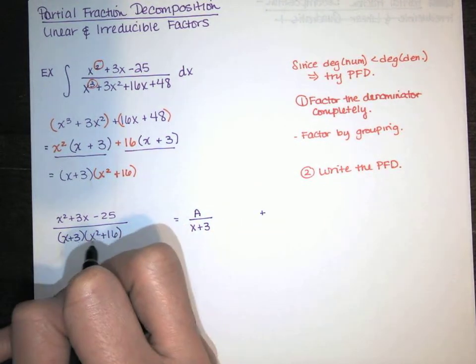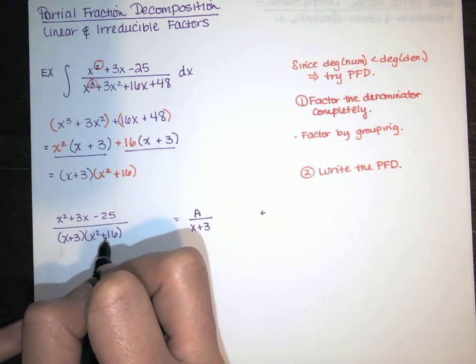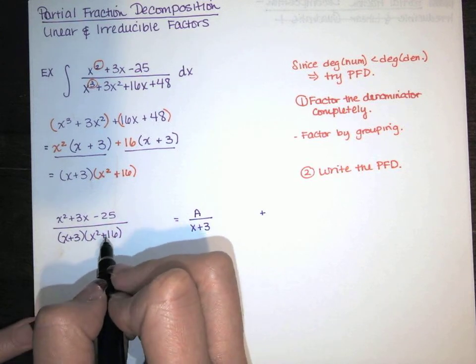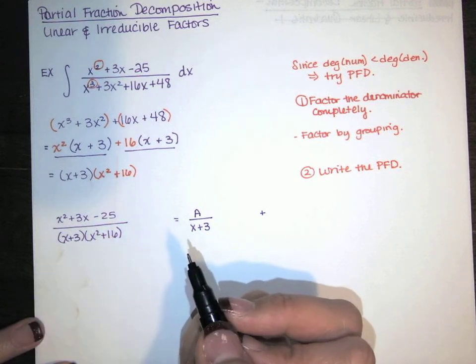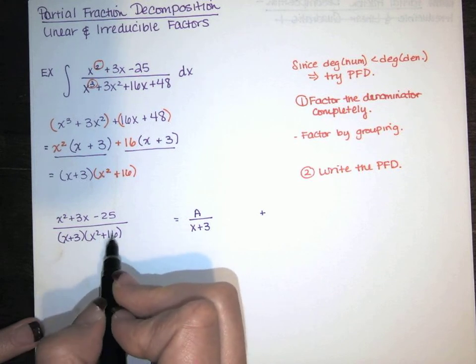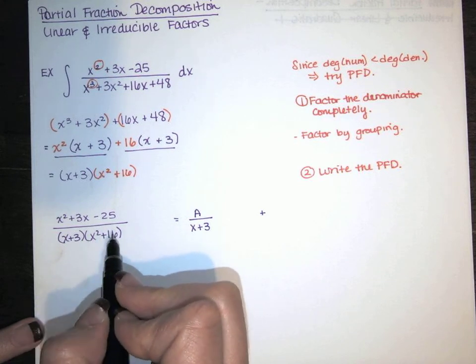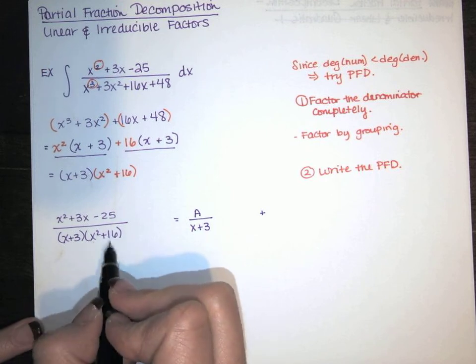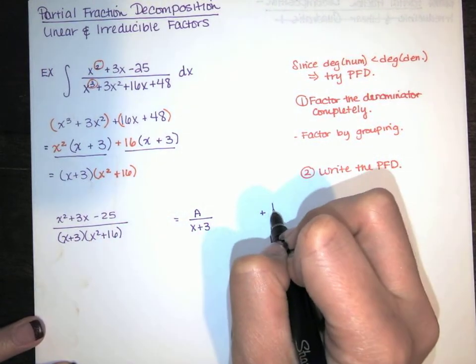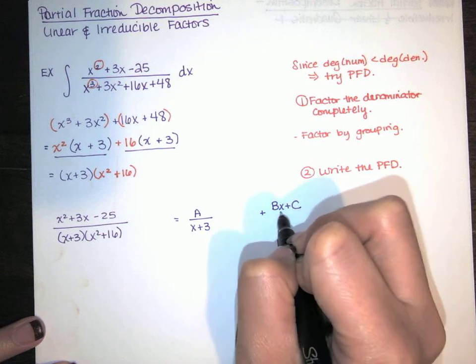And then since this is an irreducible quadratic factor, if I tried to factor it further, I'd get x plus 4i and x minus 4i, and I don't want any i's in my answer. So we're not going to factor that because it doesn't factor in the real number system. We're going to leave that as an irreducible quadratic. Whenever you have an irreducible quadratic, you get a constant times x plus a constant in the numerator.